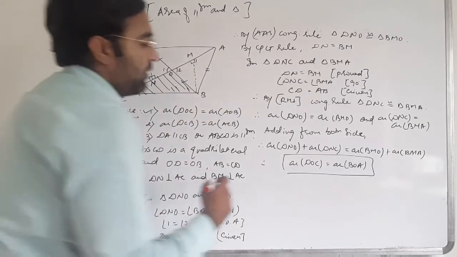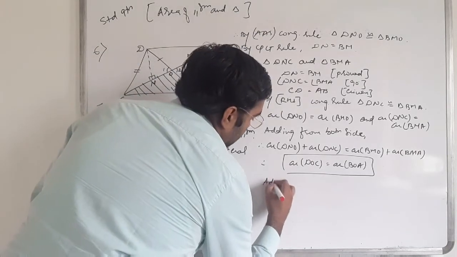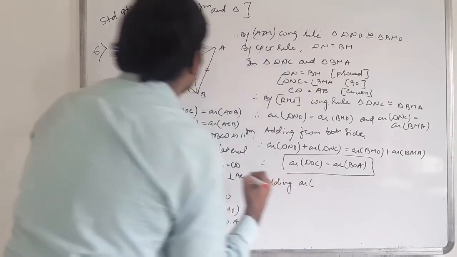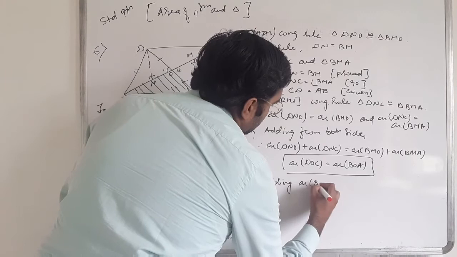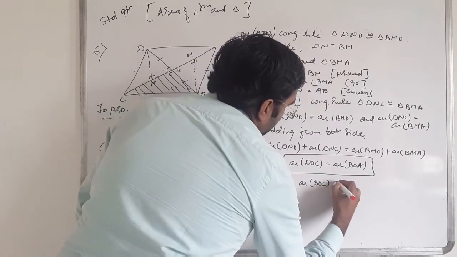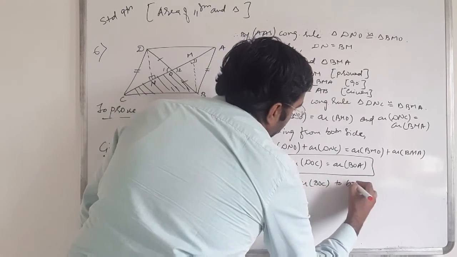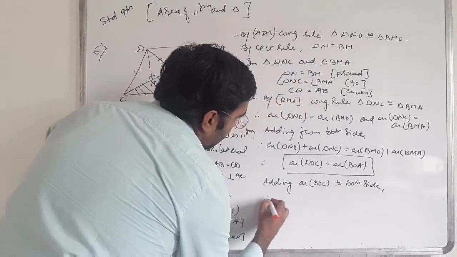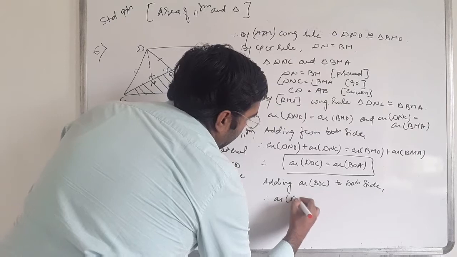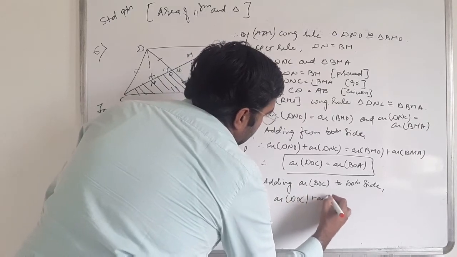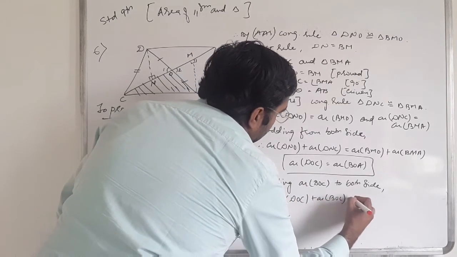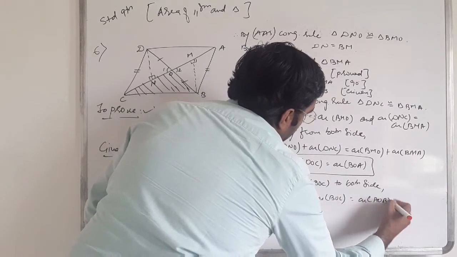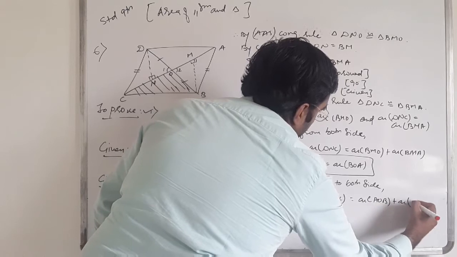So, adding area of BOC to both sides, therefore area of DOC plus area of BOC is equal to the area of AOB plus area of BOC.